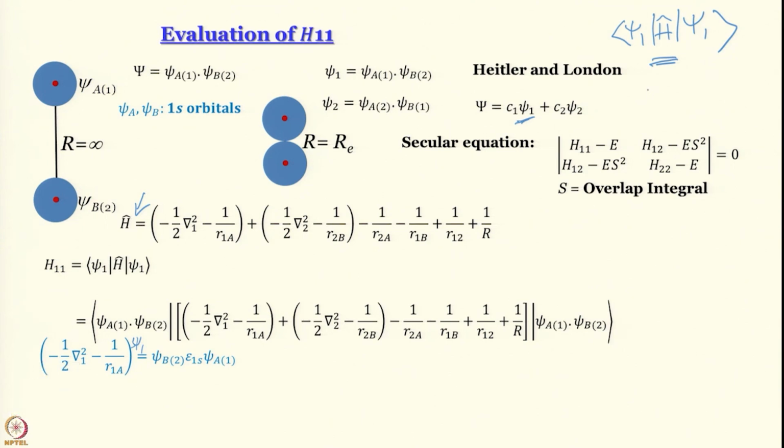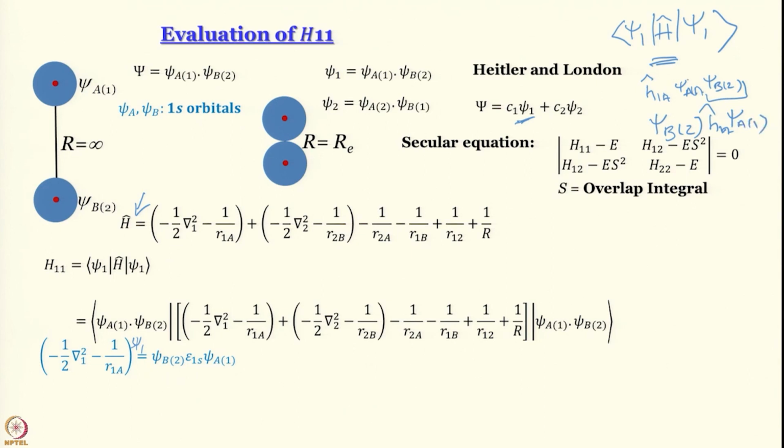This Hamiltonian, if you remember, I can write as h1, the one-electron Hamiltonian for electron number 1 in atom A. So, I will write it as H1A, that operates on psi A 1 psi B 2. Since this H1A Hamiltonian is in terms of electron number 1, this psi B 2 is going to be a constant and it comes out. So, I can write it as psi B 2 small h 1A operating on psi A 1, and that is what I have written here.